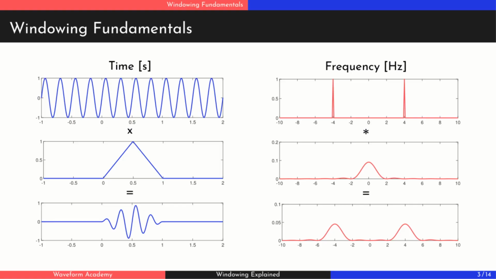Each represents a unique balance of properties. In an ideal case, a window would have a very narrow main lobe in frequency, strong side lobe suppression, and minimal distortion in time. But in practice, these 3 goals are in direct competition. Improving one usually means sacrificing another.